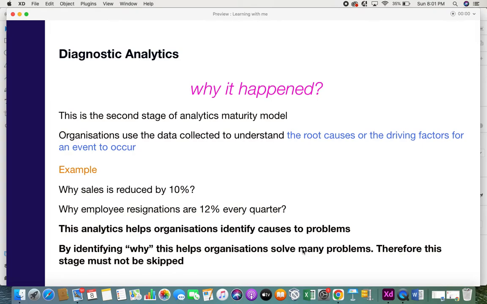So this stage is very important and it should never be skipped, because unless you take a problem in hand and are able to link that problem to the different factors that were causing it, you cannot take the right decisions. So this is the second stage in the analytics model, which is diagnostic analytics. That's it for this video. In the part 2 video, I'll be speaking about the next two analytics models.